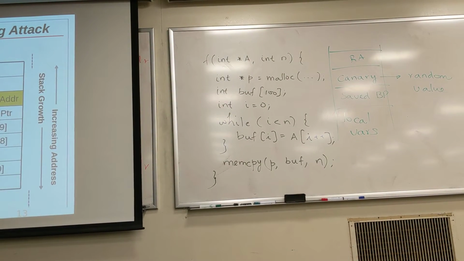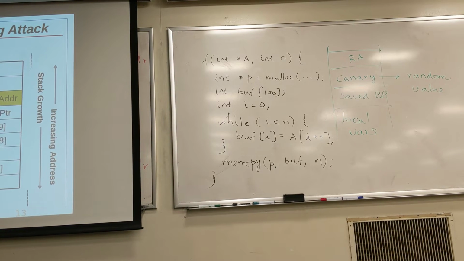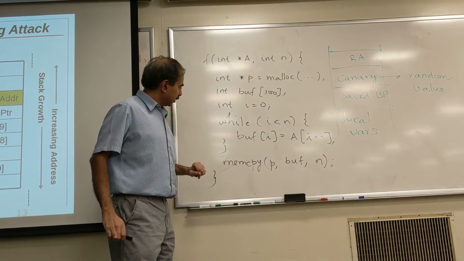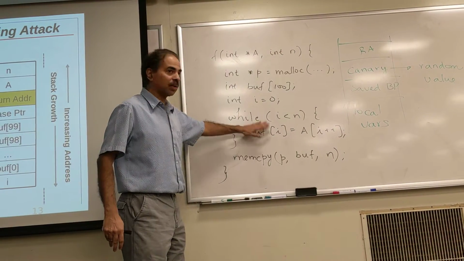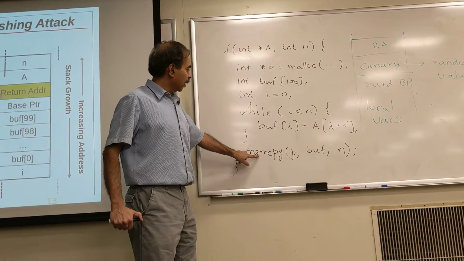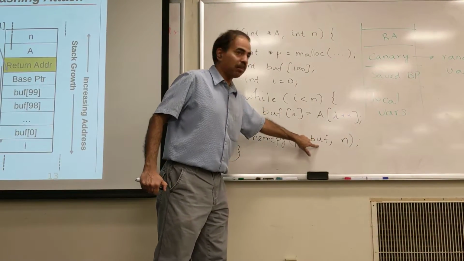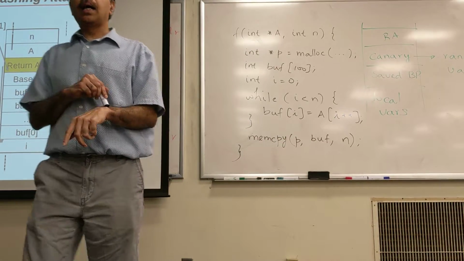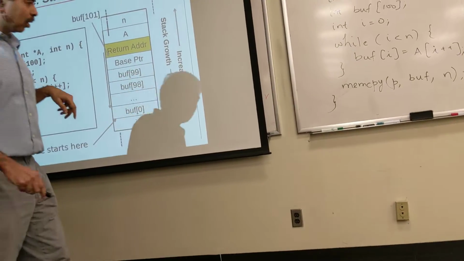So the program is like this because I want to give you an example of a vulnerable program, okay? So memcopy is a function, built-in function, right? And it does something very similar to this, right? I just didn't want to write one more loop here, so I'm calling this function memcopy. What it does is it copies n elements from buff into P. Okay? So what happens here is a little bit more interesting.